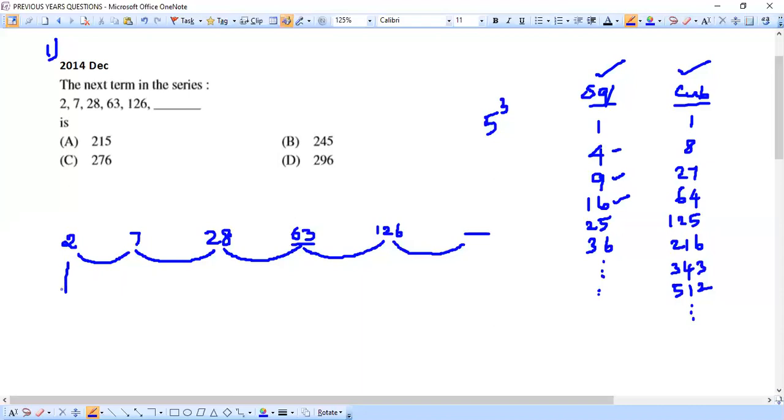See here, I have this number 2. This 2 is nothing but, see, our first number in the cube. My first number in this cube is 1 cube, right? So my 2 is nothing but 1 cube plus that 1, because I know 1 cube is 1. 1 plus 1, I will get this 2. That's it. Okay, this is my first term.